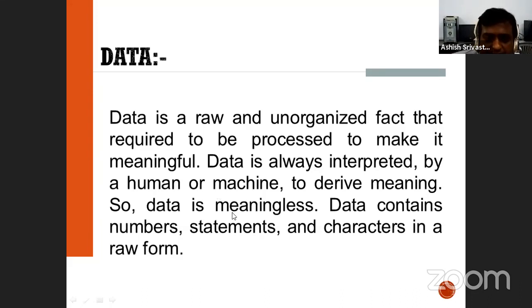Itself, data is meaningless. Data का अपने आप में कोई मतलब नहीं है, and it contains number, statement, and character in the raw form. Data may contain number, statement, and characters. For एक general example के जरिए समझे, if we see an expression 2 into 2 is equal to 4, and this expression 2 into 2, that is the data, and 4 that we achieve after the processing of the data. So 4 is the information which we take after the processing on the data.